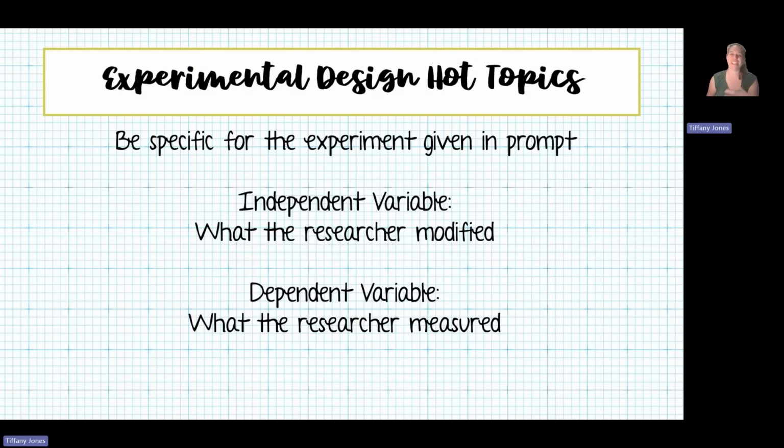So let's talk about experimental design, hot topic. Experimental design is definitely going to be on the exam.